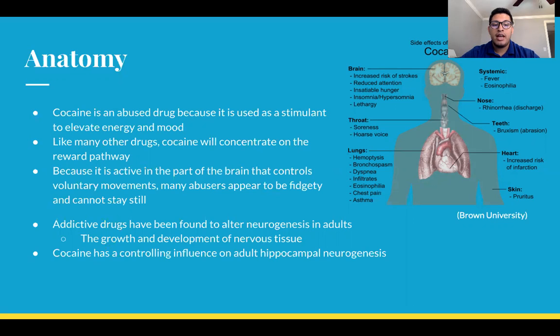Addictive drugs can be found to alter the neurogenesis in adults, therefore meaning that the growth and development of nervous tissue is therefore altered or changed because of this abuse.